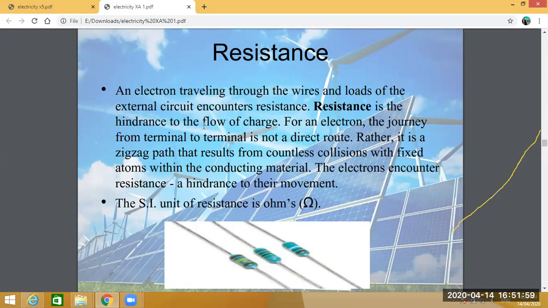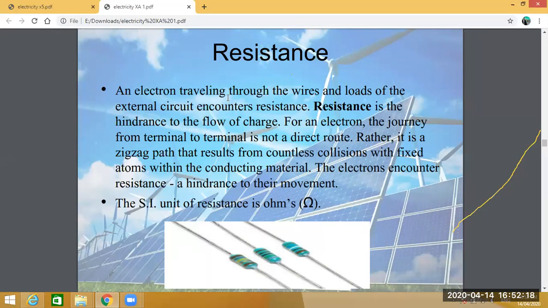Now, all of you have got what is resistance. The value of resistance varies from material to material, because the atomic structures of various materials are different. Therefore, it varies from material to material. The SI unit of resistance is ohm.